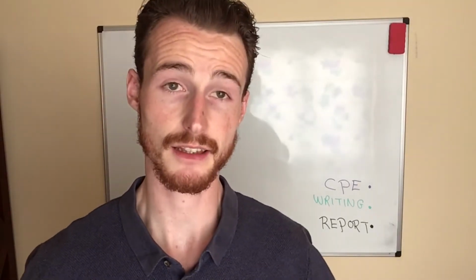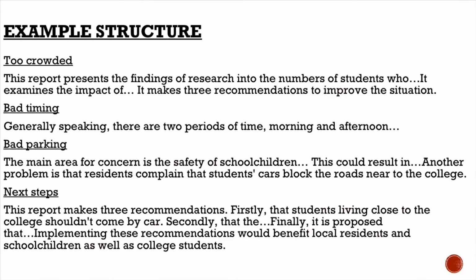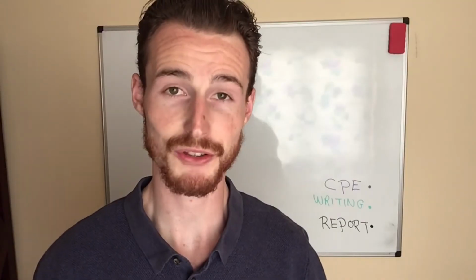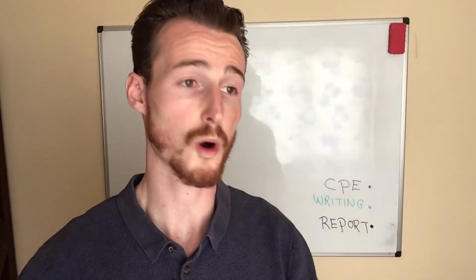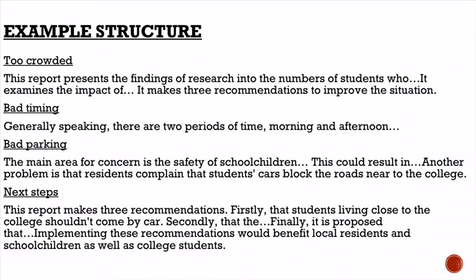And then finally, the final paragraph is where we're going to give recommendations. So we could start by saying, this report makes 3 recommendations. Firstly, that students living close to the college shouldn't come by car. That's our first recommendation. It's as clear as day. The reader knows exactly what the recommendation is going to be. Secondly, that, and then I leave it to your imagination, what would go after the ellipsis in this example. Have a think. And then finally, the third recommendation, it is proposed that, etc., etc.